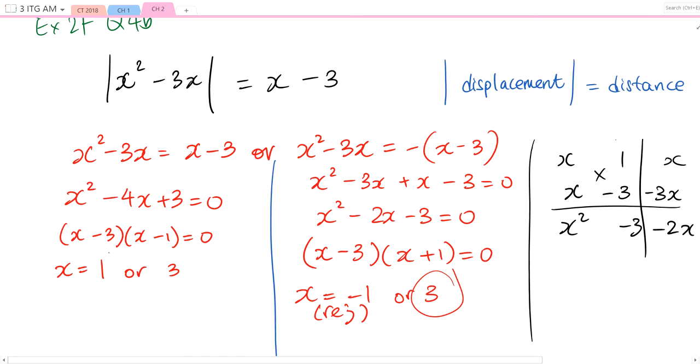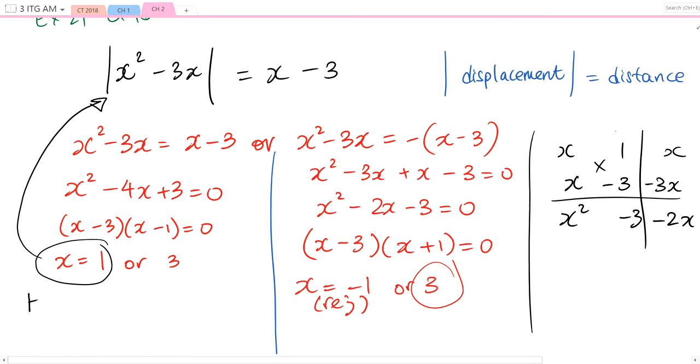Now I'm focusing only on x equals to 1. I substitute this back into the original equation, left hand side, which gives me modulus 1 square minus 3 times of 1. It is 1 minus 3, which is negative 2. Since there's a modulus, it gives me 2, yes?